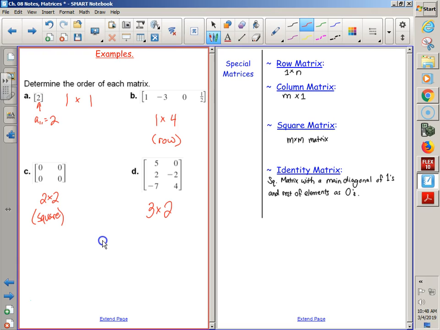And there's one last special one, as far as having a special name on its own without being related to something else: the identity matrix. It's a square matrix with a main diagonal of 1s, and the rest of the elements are zeros. Elements or entries, we could also say entries as well.